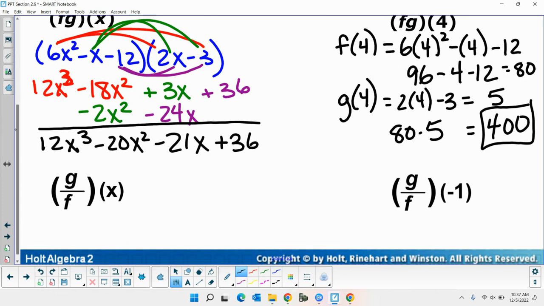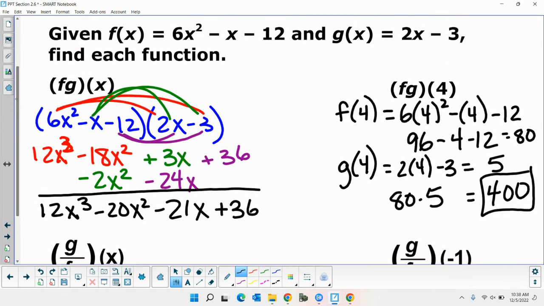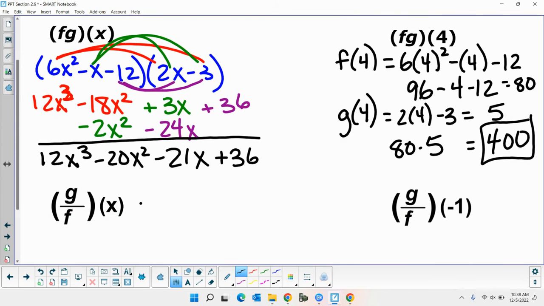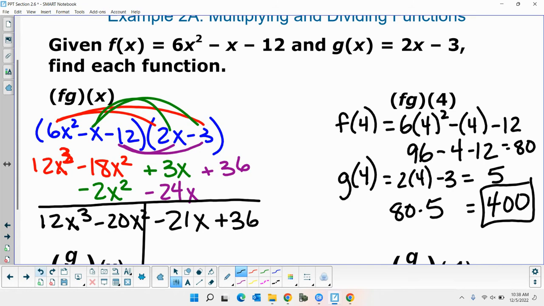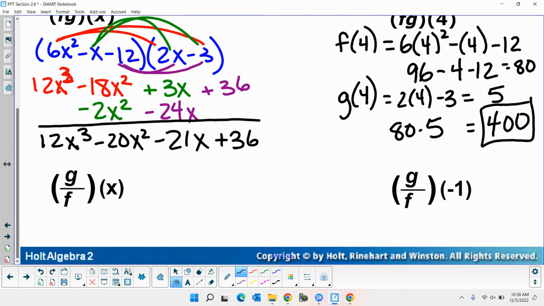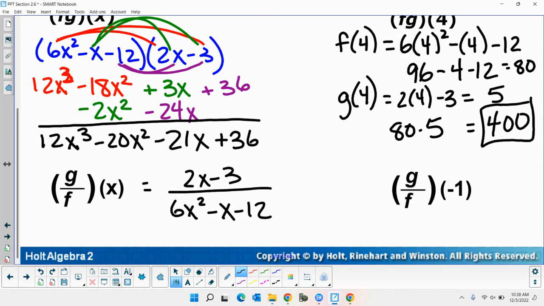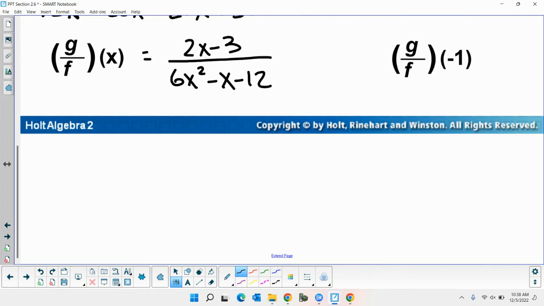Okay, the division one. So you've got the 2x minus 3 in the top, so the g is in the top. And then the 6x squared minus x minus 12 is in the bottom. So when we do that, we're going to have to not distribute, but factor the bottom. How do I factor that trinomial in the bottom? The top one I can't factor. There's no GCF.